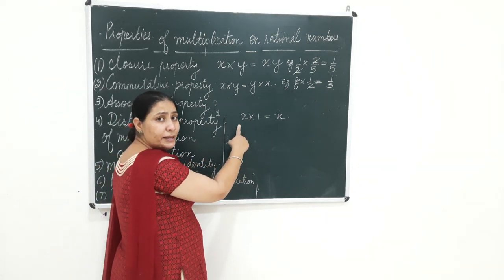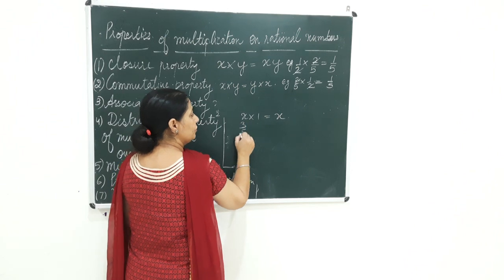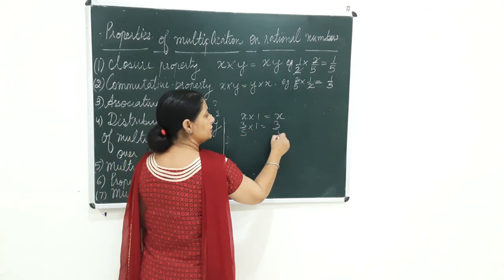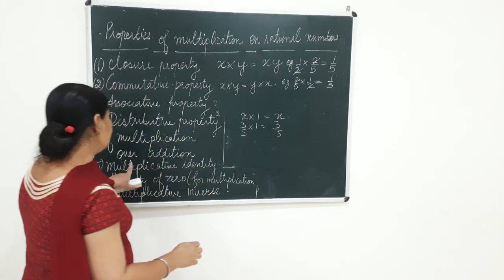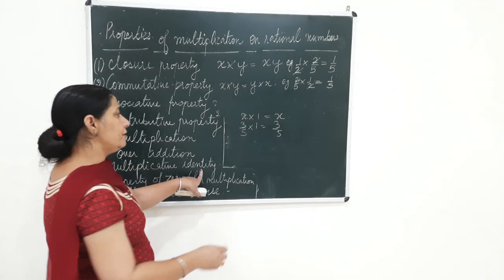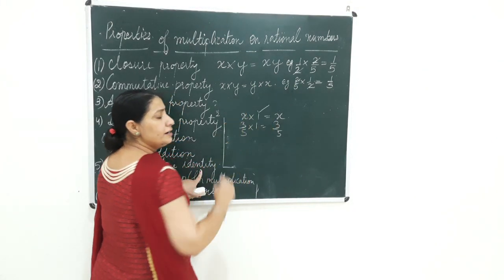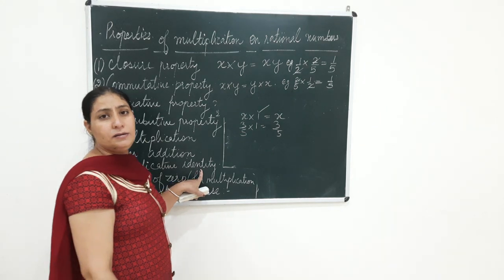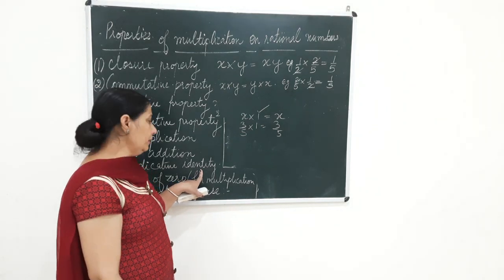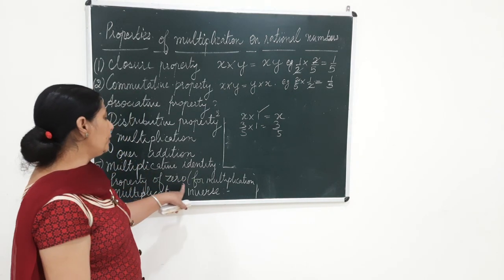Because when you are multiplying any rational number, say for example 3 by 5 multiplied by 1, the answer to this is 3 by 5. So this is the multiplicative identity. So here, what is the multiplicative identity? This 1 is the multiplicative identity. Okay, beta? Next we have the property of 0.